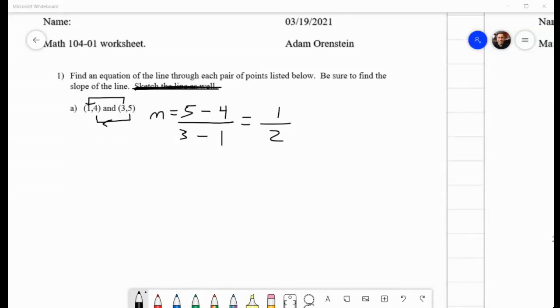I mean, we knew it had to be positive. Now, how did we know that? Well, if you look at the points here, what are the points telling us? If we increase x from 1 to 3, y goes from 4 to 5. So if we go from the point on the left to the point on the right, x is going from 1 to 3. As that happens, y is going from 4 to 5. So x is increasing and y is increasing also, which tells us that the slope had to be positive.